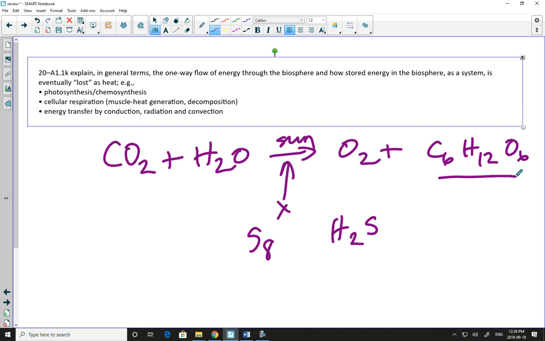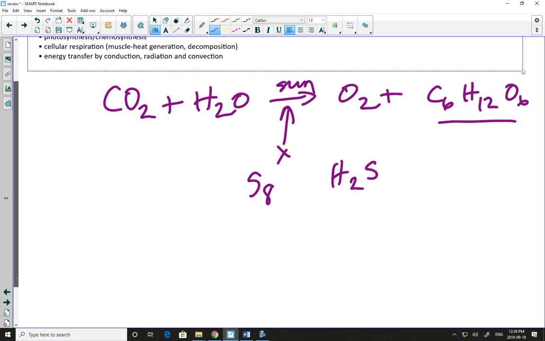Oh, I'm sorry, we're not quite done. So anyway, cellular respiration, muscle heat generation, decomposition. So what organisms undergo cellular respiration? We do, yep. All animals. Plants do, all plants do. Decomposers produce a lot of carbon dioxide. They undergo cellular respiration when they're decomposing material. Except for chemosynthetic organisms, right? All other organisms do. And anaerobic bacteria. They wouldn't undergo cellular respiration.